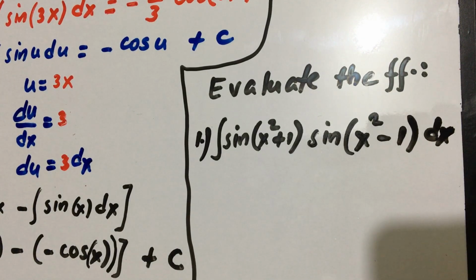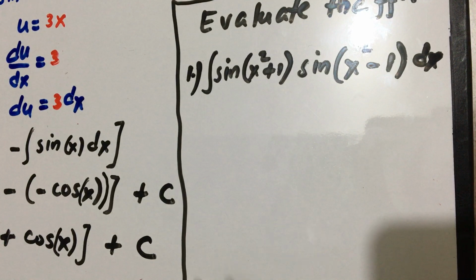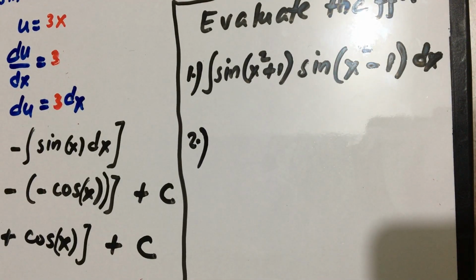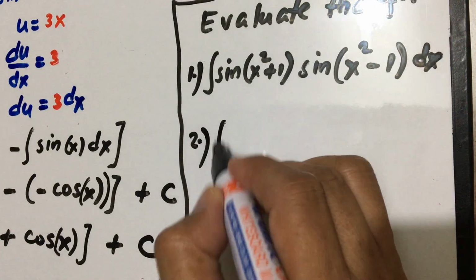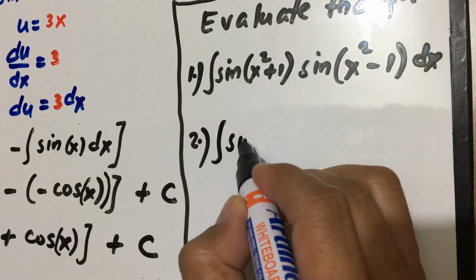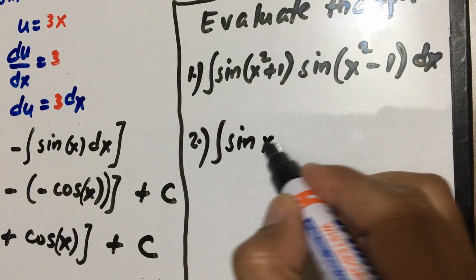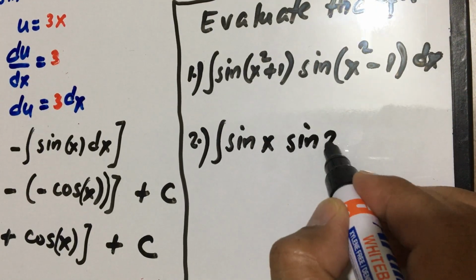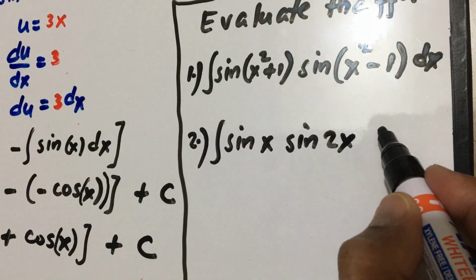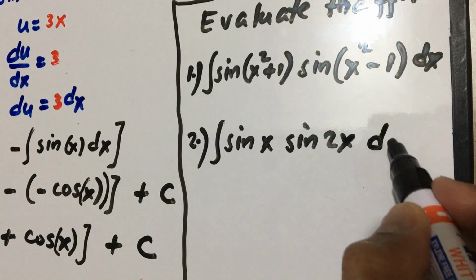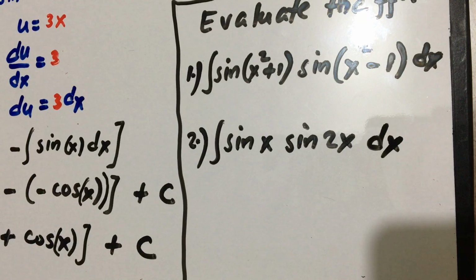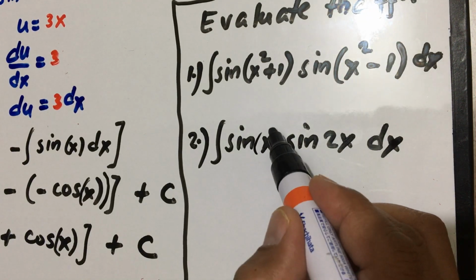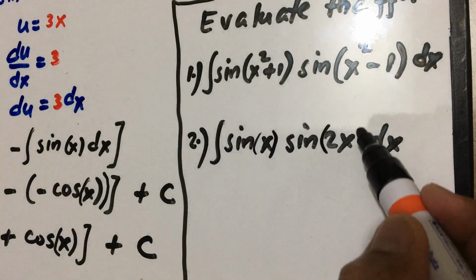Okay? And the other one is the integral of sine x times sine 2x dx. Okay, so you may opt to put this inside the parenthesis or not inside the parenthesis. That's okay.